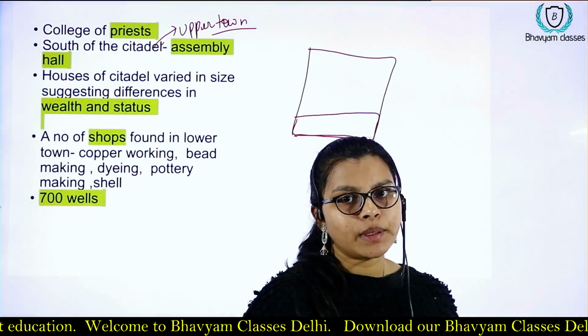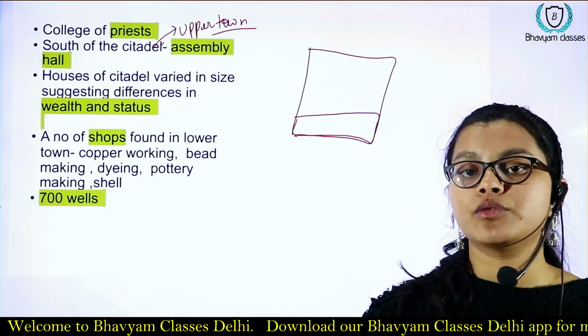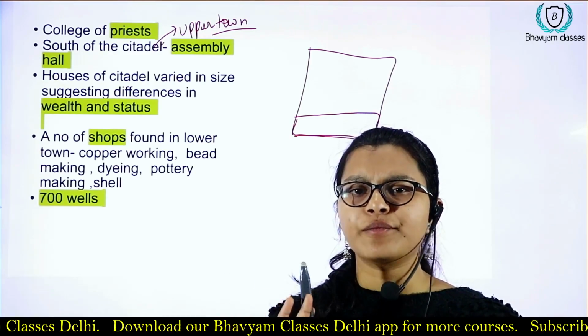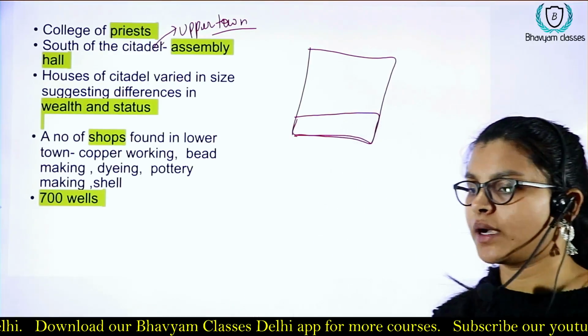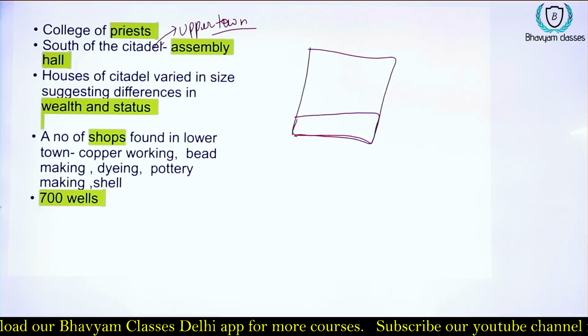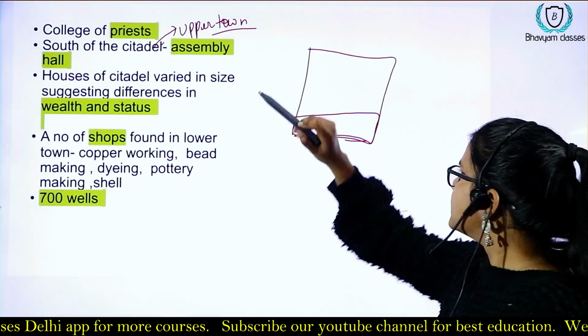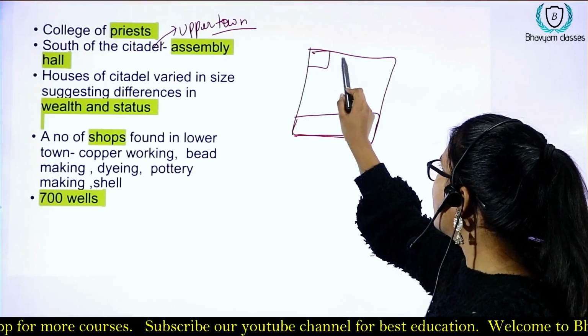It shows that it was a kind of structure where people used to come, meet and assemble, and there must have been some kind of discussions happening during that particular period of time. Fine. So see, in the Citadel, some houses were small.